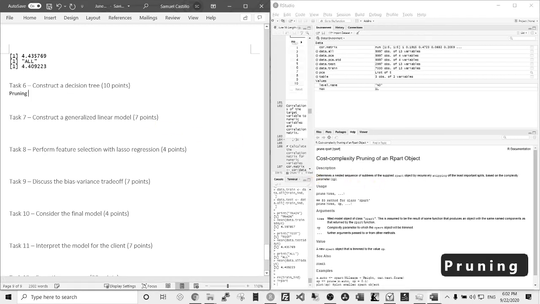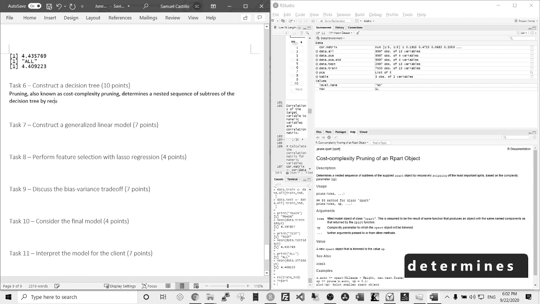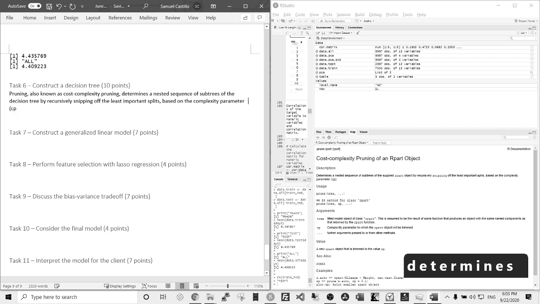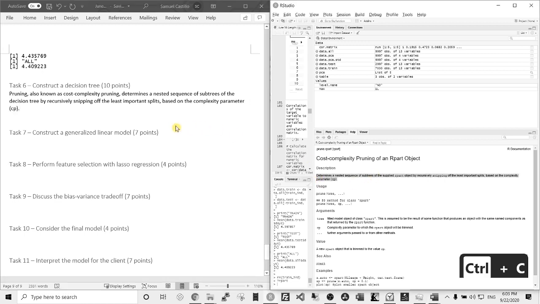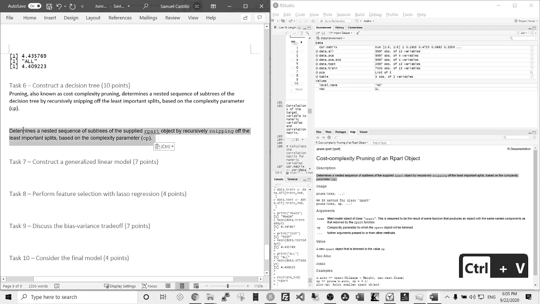So pruning, also known as cost complexity pruning, determines a nested sequence of subtrees of the decision tree by recursively snipping off the least important splits based on the complexity parameter, CP. Now, if you wanted to save time, you could even just copy and paste this and then clean up the formatting.